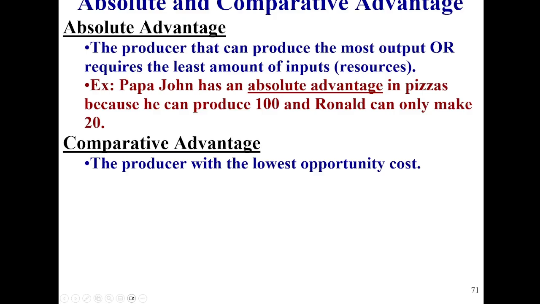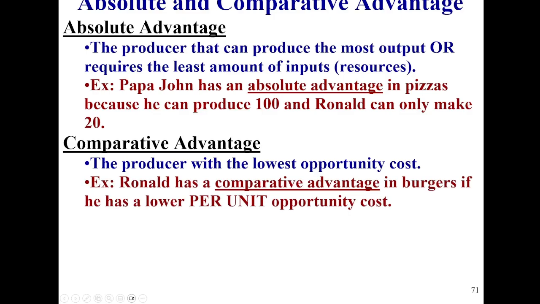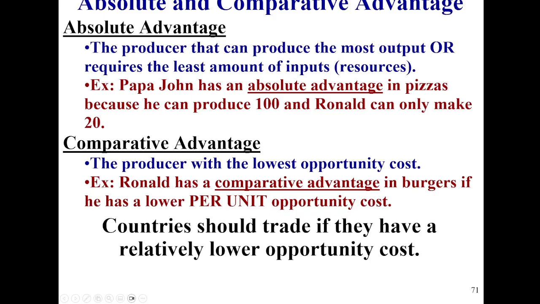So Ronald has a comparative advantage in burgers because he's giving up less to make it. Papa John would have to give up half of a pizza to produce a burger, but Ronald McDonald only has to give up 1/10 of a pizza. So he has a lower per unit opportunity cost. So countries should trade if they have a relatively lower opportunity cost.